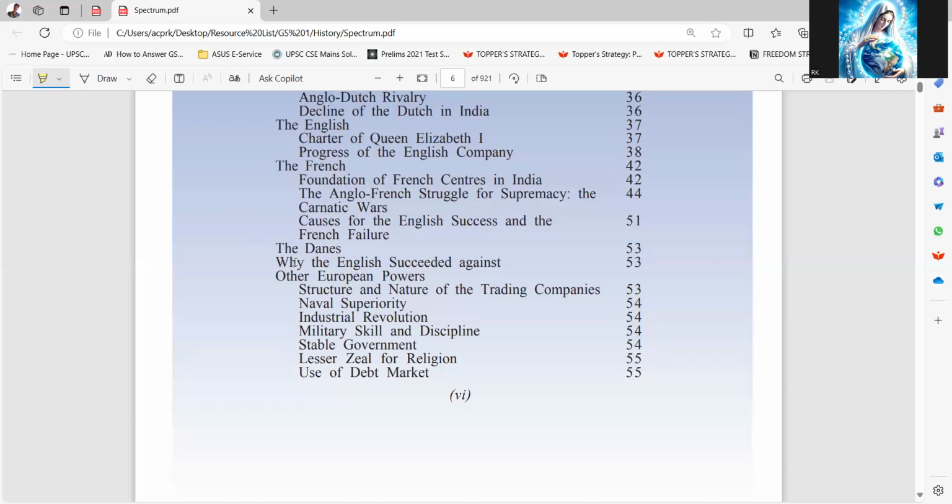Okay, then why the English succeeded against other European powers? Because of structure and nature of the trading companies, naval superiority, industrial revolution, military skill and discipline, stable government, lesser zeal for religion, use of debt market.